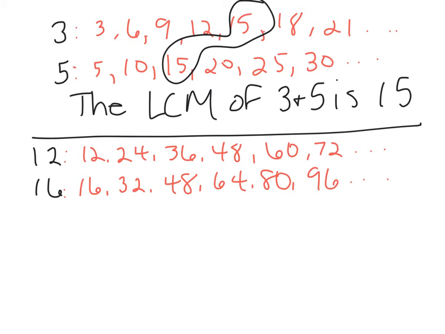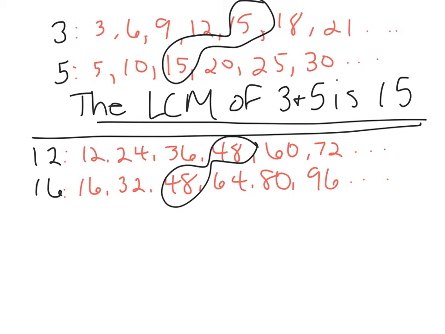I can see here that 48 is going to be my least common multiple, so I would write like I did up here. I would write the least common multiple of 12 and 16 is, in this case, 48.